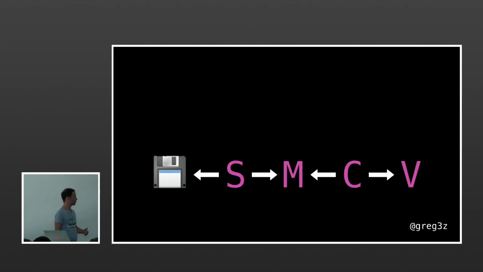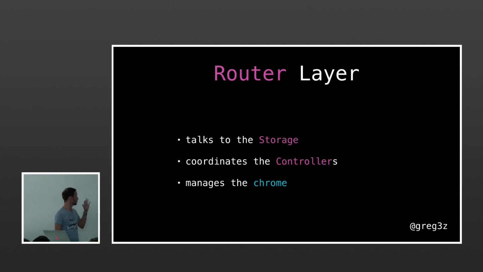The router is something that will be above. It will know your storage, your model, and your controller. And the router will have three tasks: the communication with the storage, the coordination of the controllers, and the management of the chrome. The communication with the storage means that it's only the router that will talk to the persistence through the storage. Your controller layer won't ever ask for data. It will always be the router that gives data to the controller. And so we will be using dependency injection in the controller.